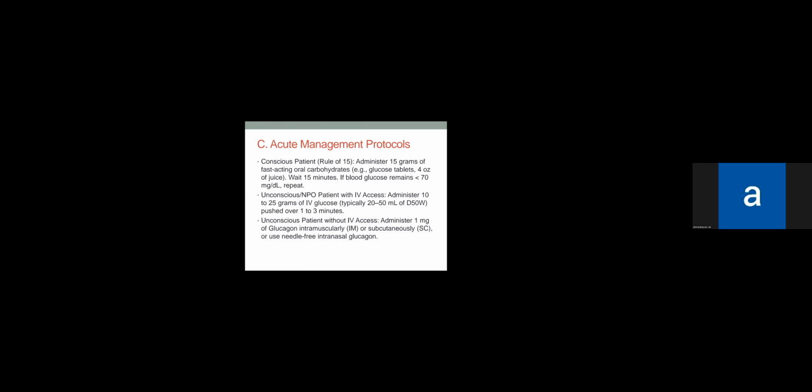Step-by-step management protocols. Protocol A, if the patient is level 1 or level 2, and the patient is conscious, awake, alert, and has a safe, intact airway, we will apply the rule of 15. First, we will administer fast-acting carbohydrates. We will give 15 to 20 grams of simple oral carbohydrates.